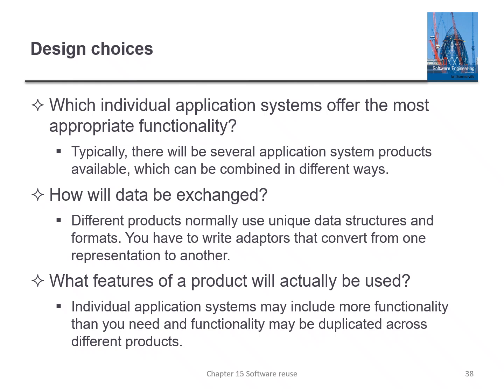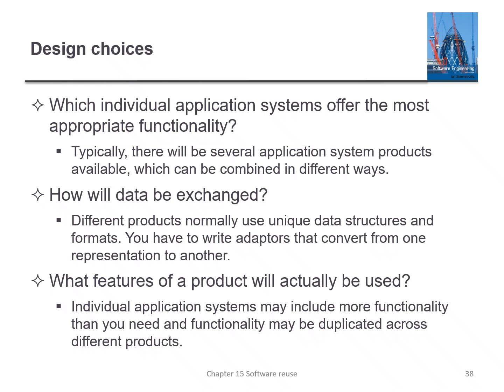When you are doing integrated application systems, there are some design choices that you can make. For example, these are some of the questions that you can think of. Which individual application system offers the most appropriate functionality? Maybe you find several already, but some are missing functions, so maybe you need to find the system with the most functionality. How will the data be exchanged?